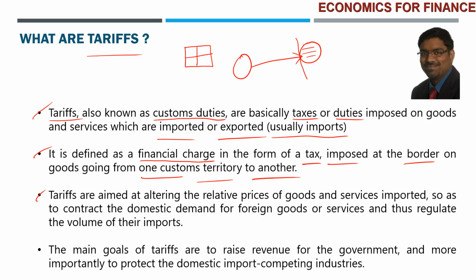They are aimed at altering the relative prices of goods and services imported so as to contract the domestic demand for foreign goods. Usually, customs duties are levied on imports. So whenever we say customs duty, though technically we know it need not be only on imports, it is also on exports, we have to assume that we are looking at customs duty on imports only, because that is the most popular thing and that is what normally happens. We should not look at the exceptions always. We should look at the main thing. The main thing is customs duty on imports.